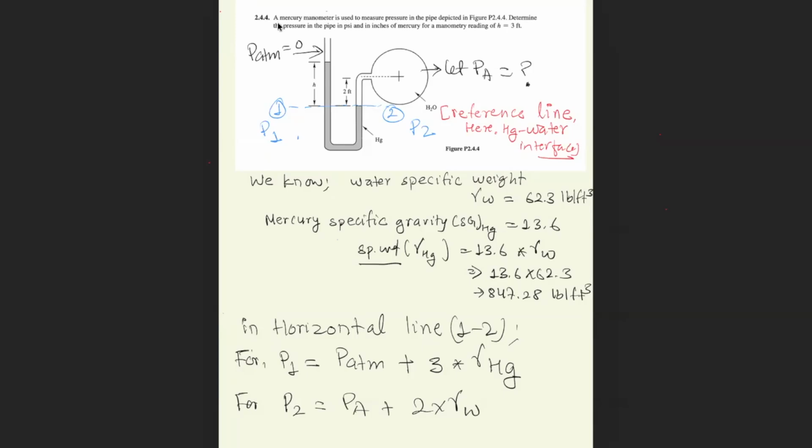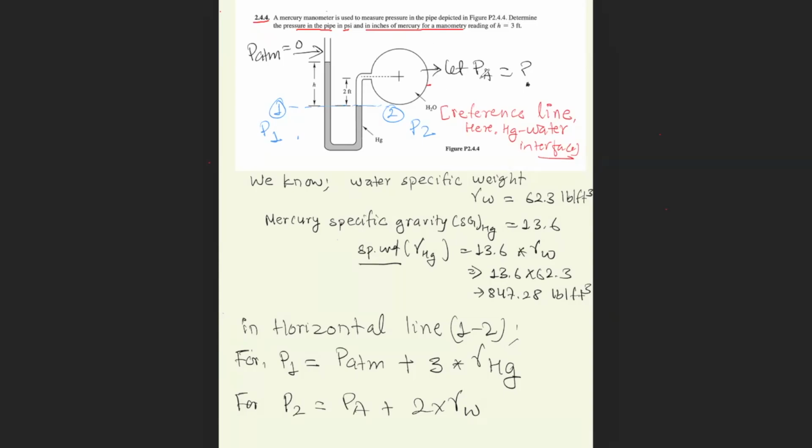So let me go through question number 2.4.4. It is a classical fluid mechanics problem related to manometers, and it asks us to determine the pressure in the pipe in psi and in inches of mercury, for a manometer reading of h equal to 3 feet. Basically, we need to find the pressure in the pipe, that is here.